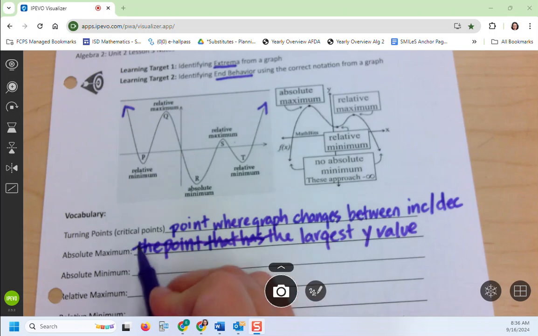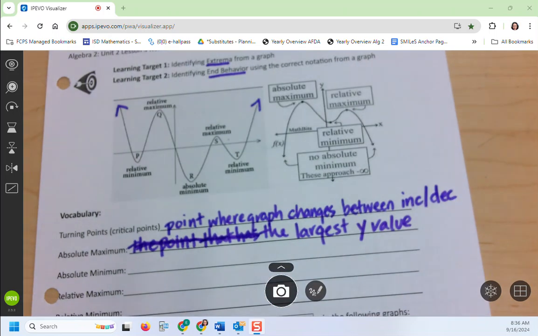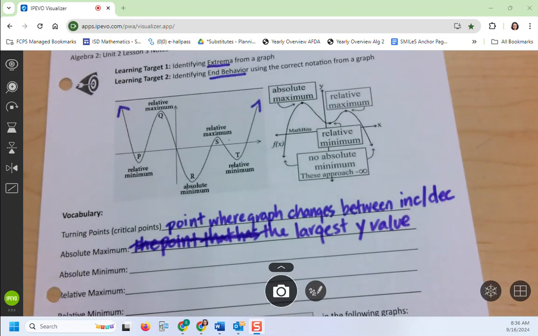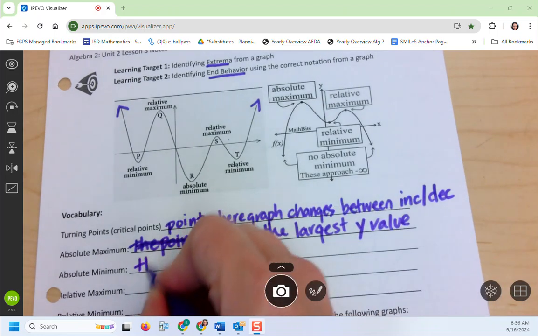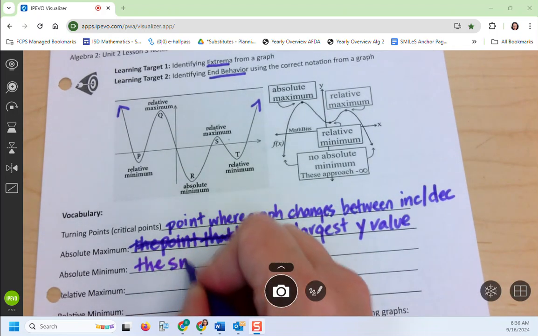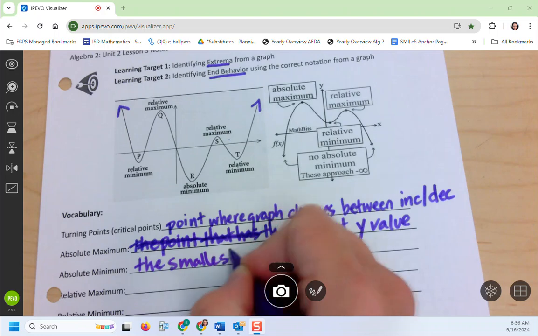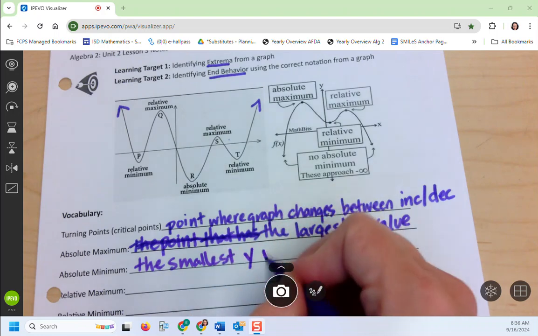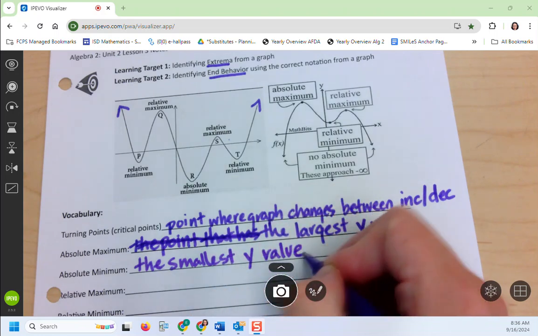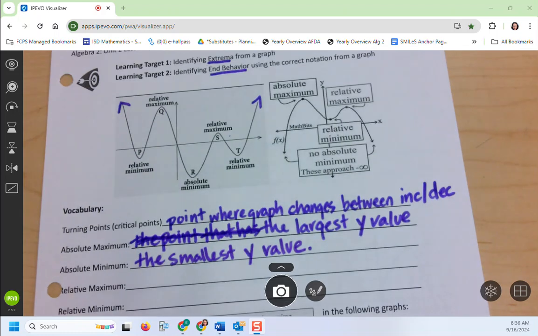All right, actually, sorry. It's not the whole point. It's just the largest y value, which means the absolute minimum would be the smallest y value. Wait, so for absolute maximum, I shouldn't write the point that has the largest? Yeah, because it's located at that point, but we want to indicate the y value, not the x value.